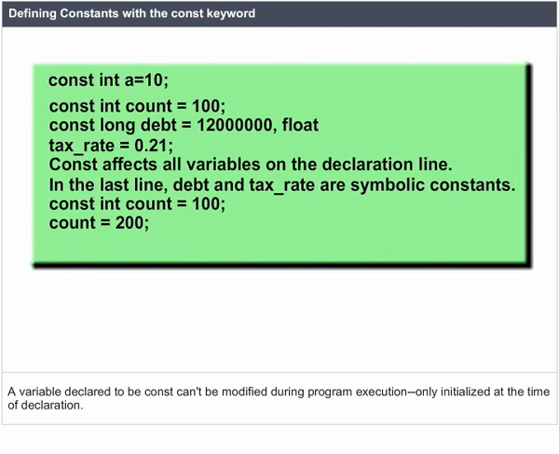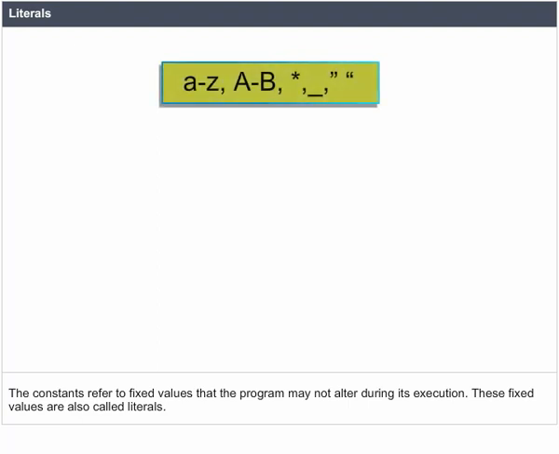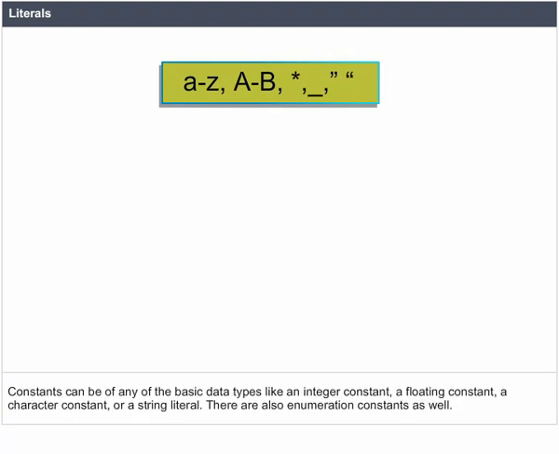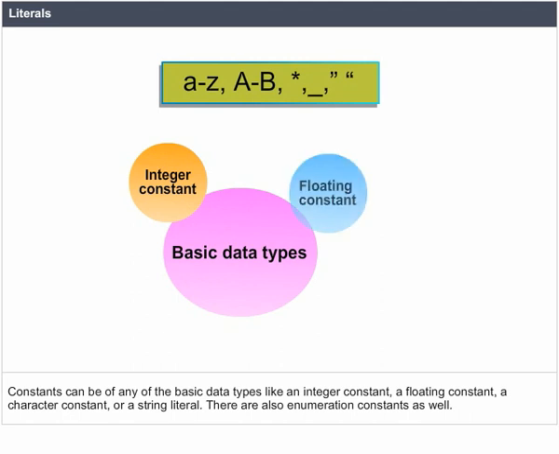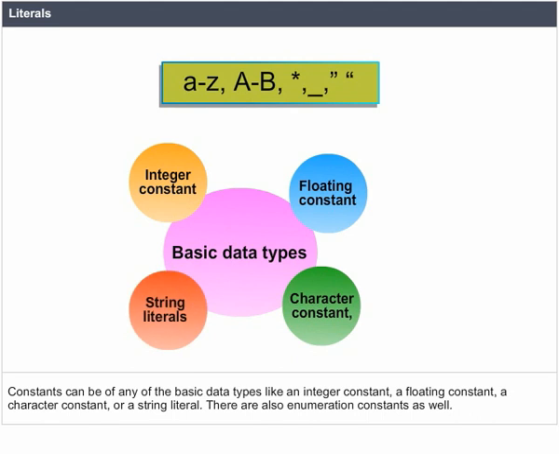Literals. The constants refer to fixed values that the program may not alter during its execution. These fixed values are also called literals. Constants can be of any of the basic data types like an integer constant, a floating constant, a character constant, or a string literal. There are also enumeration constants as well.